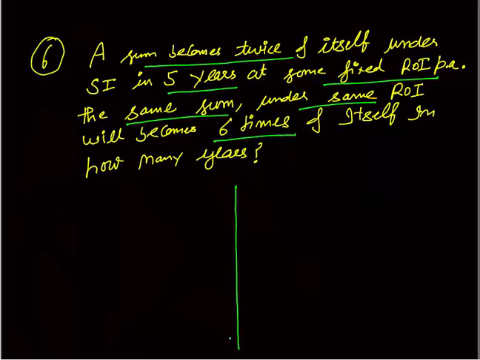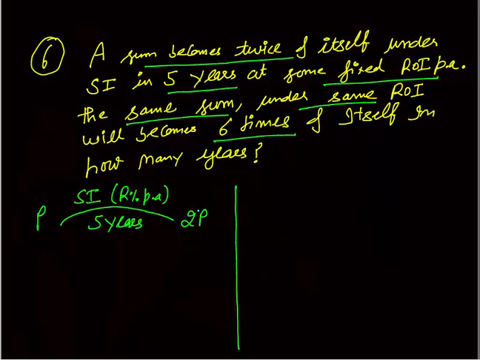For example, you invested p rupees under simple interest. Suppose that the rate of interest is r percent per annum. This principal in 5 years becomes twice of itself, that is 2p. 5 years, r percent simple interest. The same sum, that is p, under the same rate of interest per annum, in how many years will it become 6 times of itself? This is what we need to calculate.